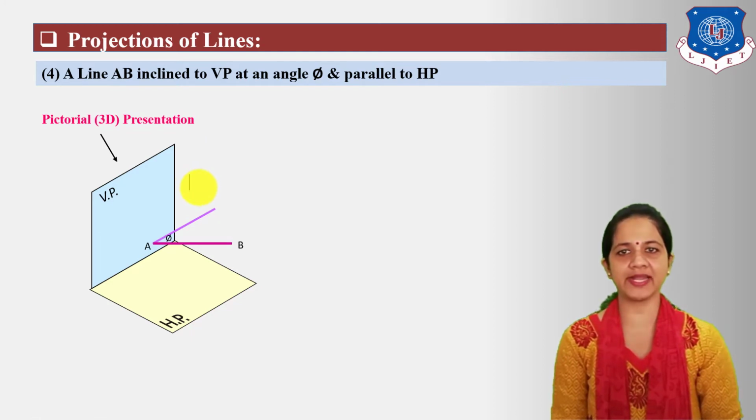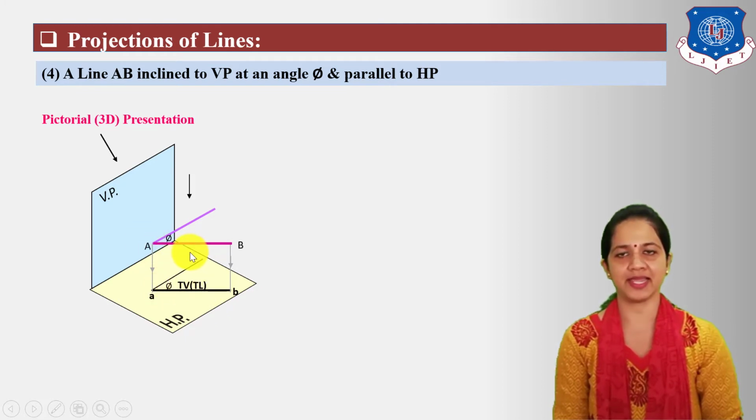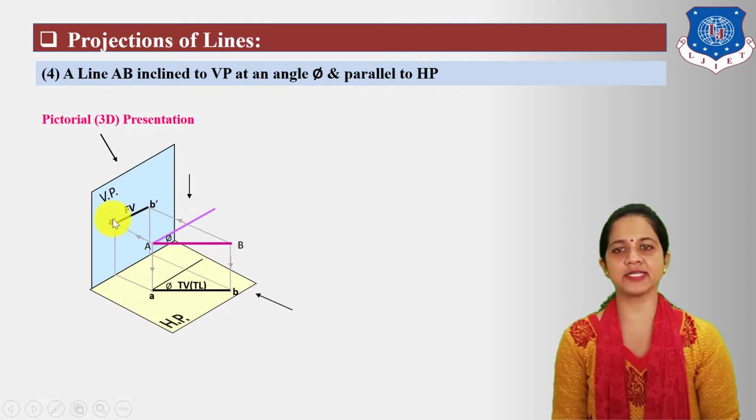So when we take projection from the top direction, we get the top view of this line on the horizontal plane. It is parallel to given line AB and the length of this top view line is equal to given line AB. Next, when we take projection from the front direction, we get its front view on the vertical plane. It is a straight line. The length of this front view is less than the length of given line AB.